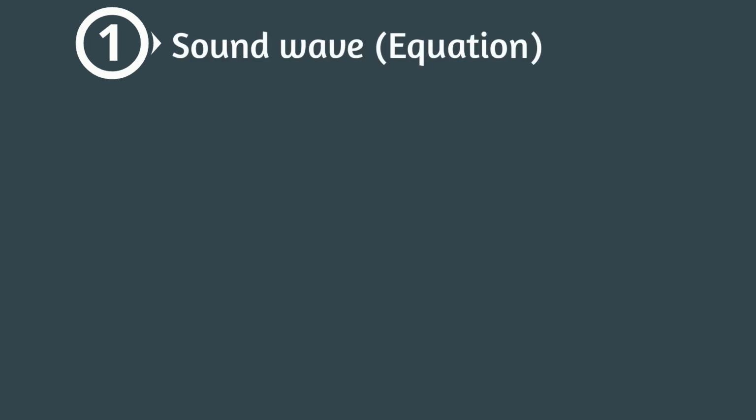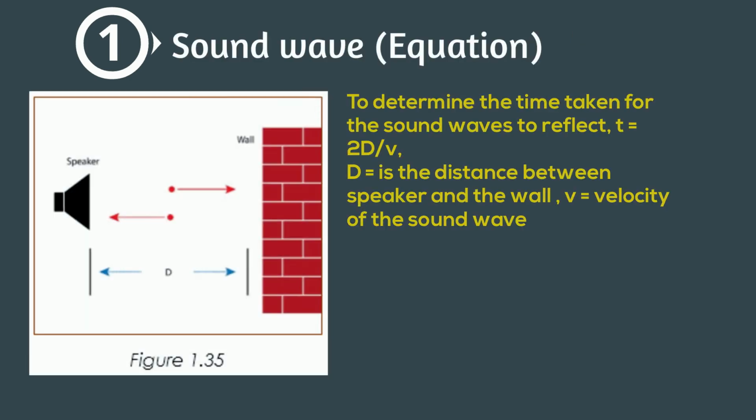The sound wave equation. To determine the time taken for the sound waves to reflect, t is equal to 2d over v, where d is the distance between the speaker and the wall and v is the velocity of the sound wave.